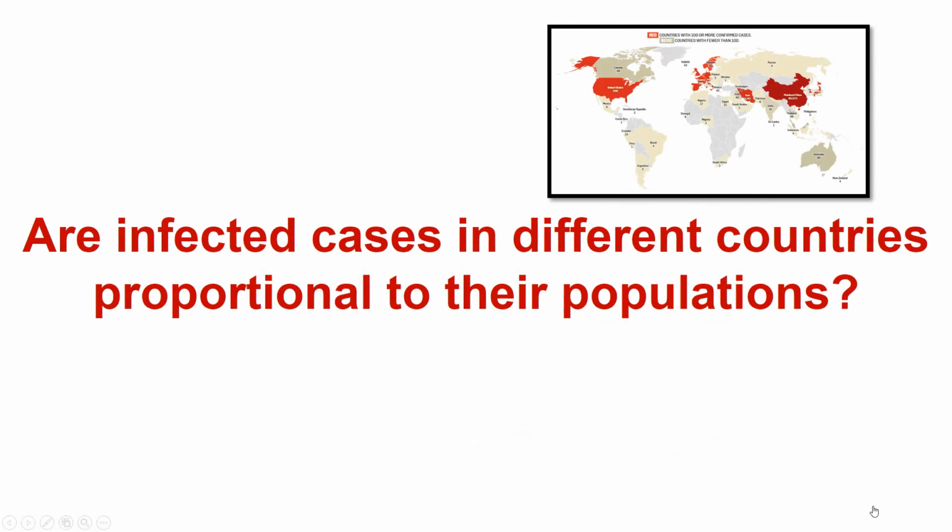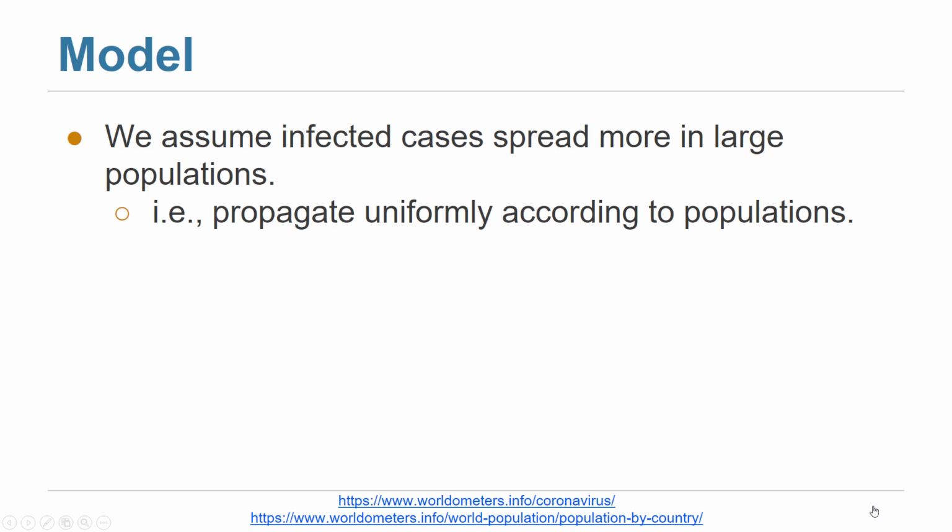So the question that we wanted to answer using what we will study in this session is the following. Are infected cases in different countries proportional to their populations? Which means that the infected cases in each country is proportional to the population of that country. The model that we have here is that we will assume that the infected cases spread more in large populations. So if we have a country that has large population, then we should observe more infected cases in that country. Or in other words, the infected cases propagate uniformly according to populations.